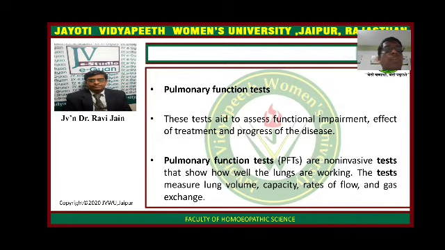Pulmonary function tests aid to assess the functional impairment, effect of the treatment and progress of the disease. So why are these tests done? These are done to assess the functional impairment in case of a respiratory disease, to check for the effect of treatment and for the progress of disease, to assess whether the patient is improving after treatment or the disease is progressing. This is performed by means of pulmonary function test.